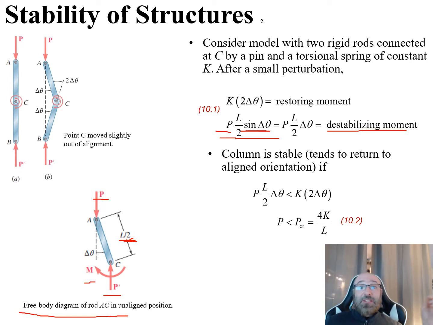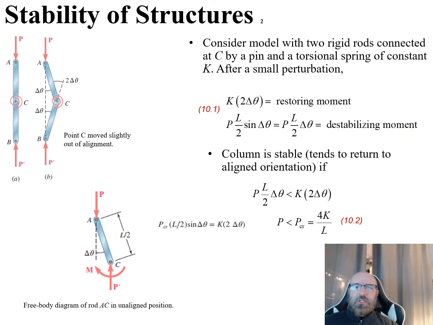So with that, we know that the column is stable, which means it tends to return to its aligned orientation, if the following conditions are met based upon this arrangement up here. P times L over 2 times delta theta needs to be less than K times 2 times delta theta. So we can see here that our destabilizing moment needs to be less than our restoring moment in order for this column to be stable. Now, if we consider the situation where the moment of the first couple is larger than the moment of the second couple, then the system tends to move away from the original equilibrium position, which we can see in our diagram in the top left here. And if this is the case, then the system is said to be unstable.